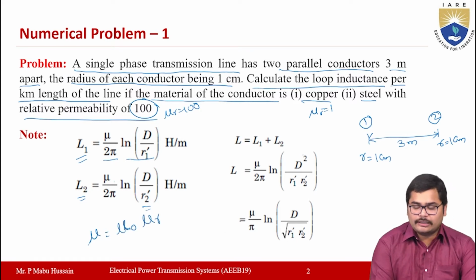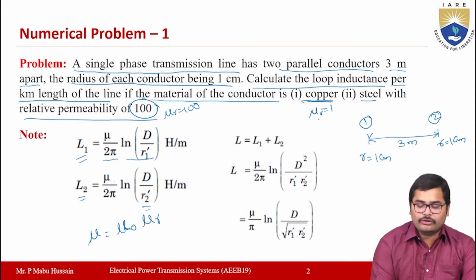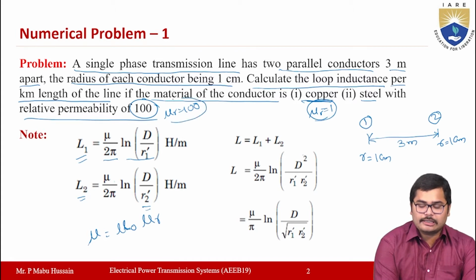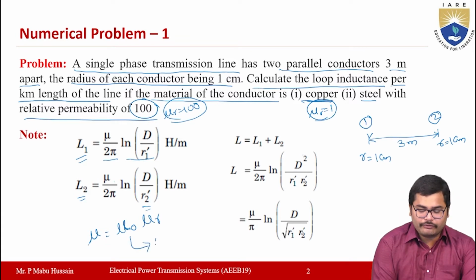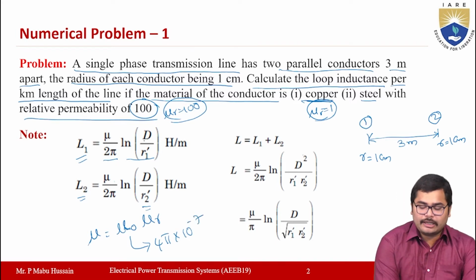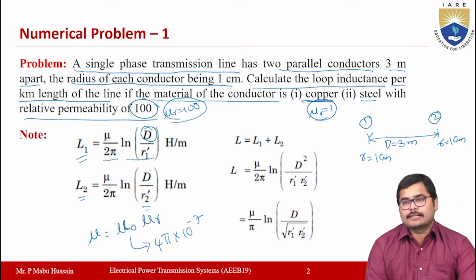Okay, so when you are considering the first case, in which the conductor is copper, you have to consider the mu r value equal to 1. In the second case, where the conductor is steel, you have to consider the mu r value as equal to 100. Now the mu naught value you already know, this value is 4 pi into 10 power minus 7. Okay, and the distance between the conductors, capital D, is given here as 3 meters, right?